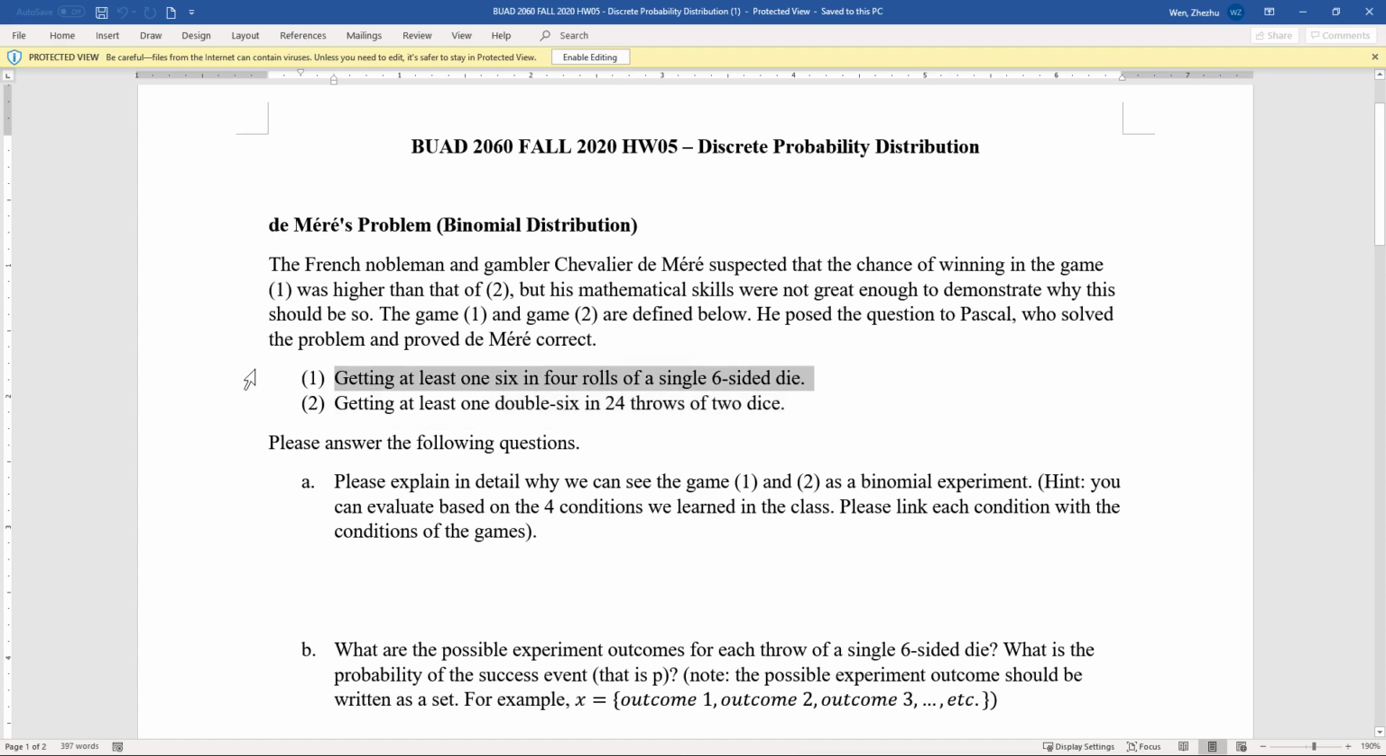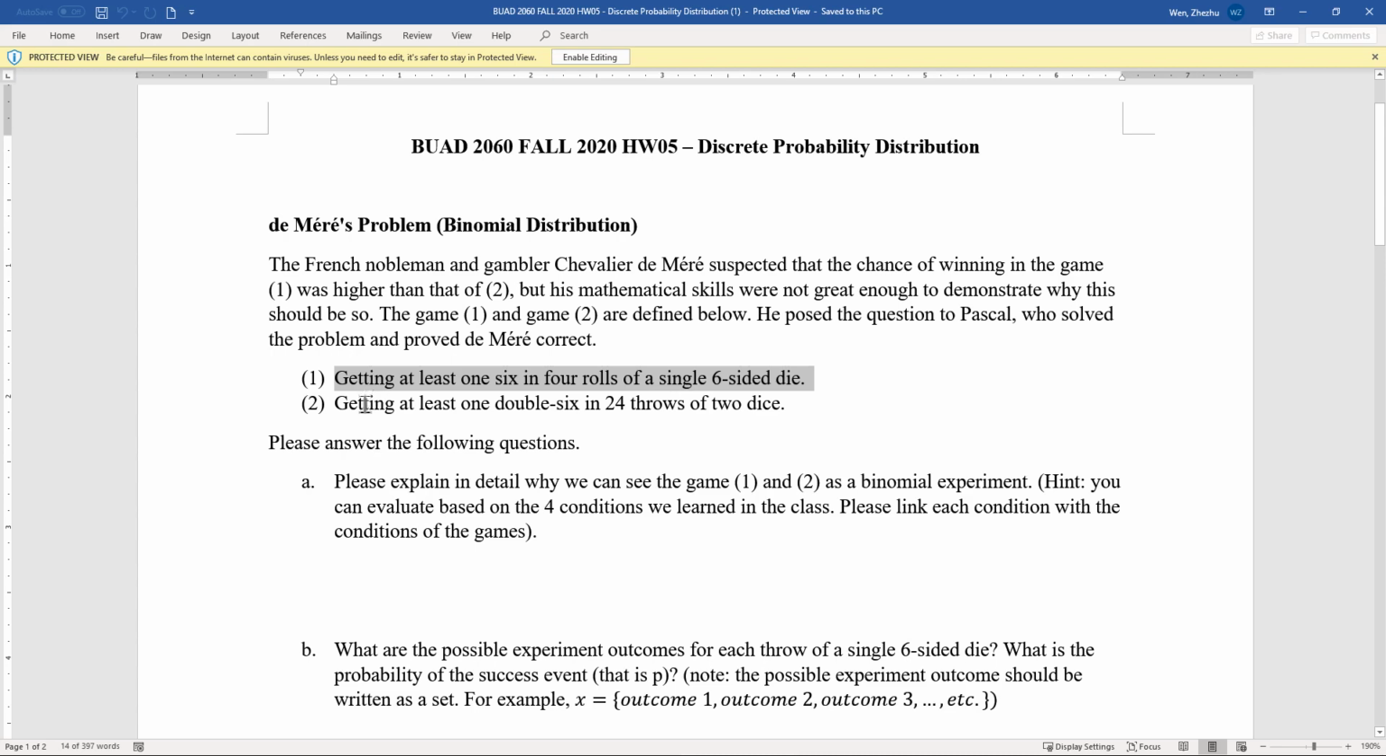Game 1 says you will win if you get at least one 6 in 4 rolls of a single 6-sided die. So you throw a die 4 times. The die is a 6-sided fair die, so each side has an equal chance of showing up on top. You throw it 4 consecutive times, and you win if at least one 6 shows up during those 4 throws. That is game number 1.